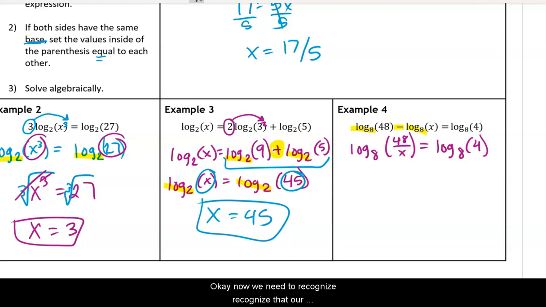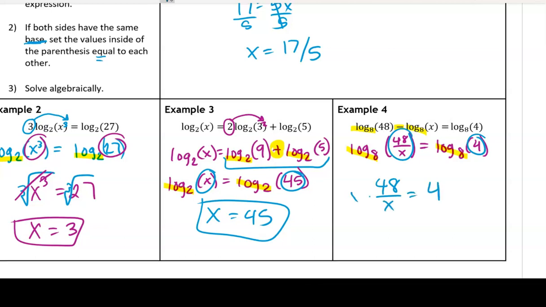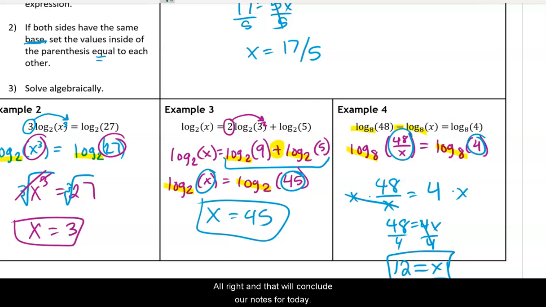Okay, now we need to recognize that our logs are now the same, and we can set those insides equal to each other. So 48 over x equals 4. Multiply by x to get rid of that denominator. Now we have 48 equals 4x, and we divide by 4 to get x alone. 48 divided by 4 is 12. x equals 12 here. All right, and that will conclude our notes for today.